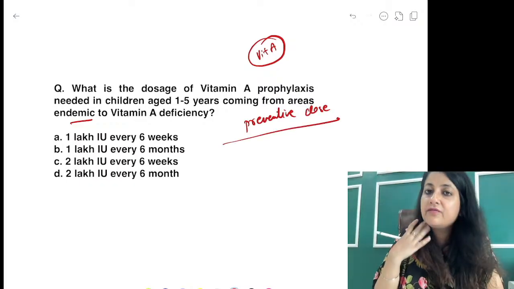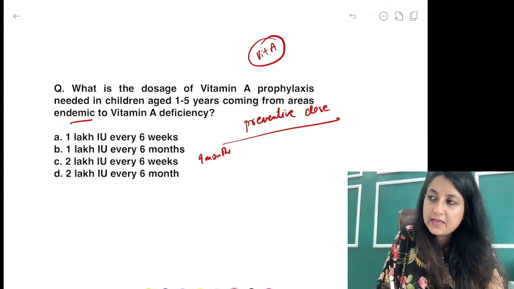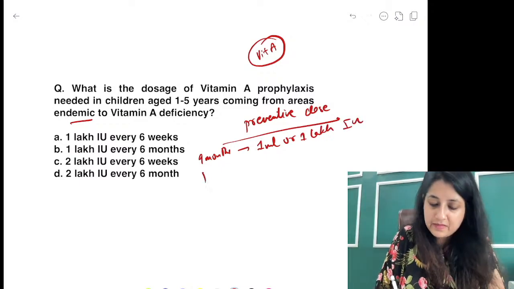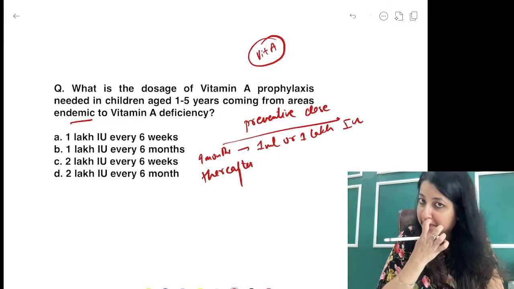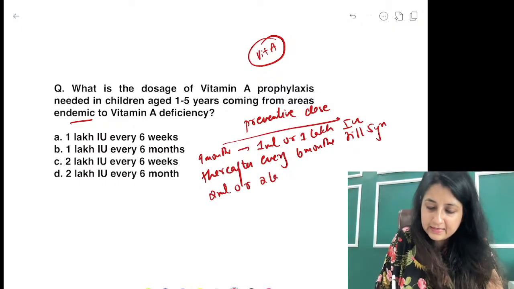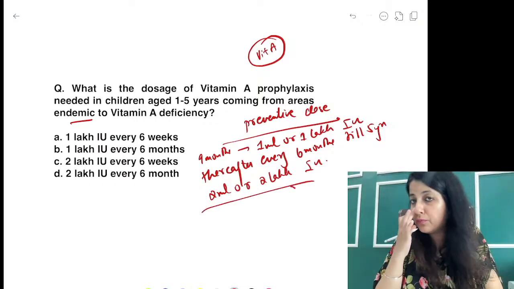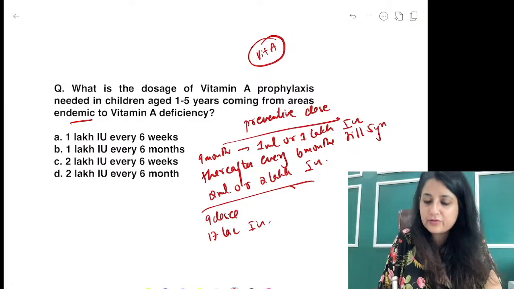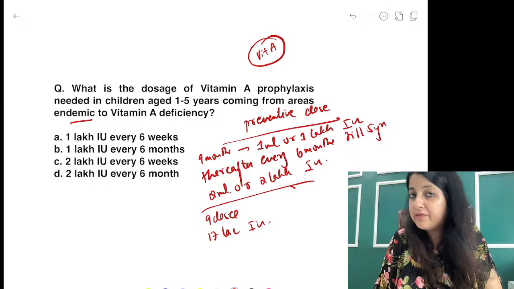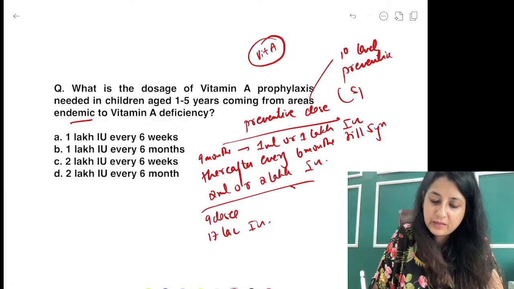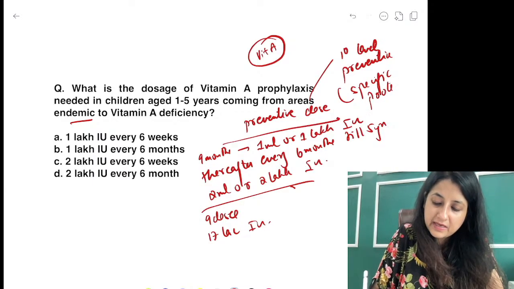Now you all know the preventive dose, everybody. At 9 months, how much do we give? We give 1 ml or 1 lakh international unit of vitamin A. Thereafter every 6 months till 5 years, how much are we going to give? 2 ml or 2 lakh international unit of vitamin A. So this comes out to a total of 9 doses, or how much amount? 17 lakh international unit. So it was asked about endemic, preventive dose. So this is which level of prevention? Primary level of prevention. That too, it is what? Specific protection. So if you look at this, how much vitamin A we have to give everybody?